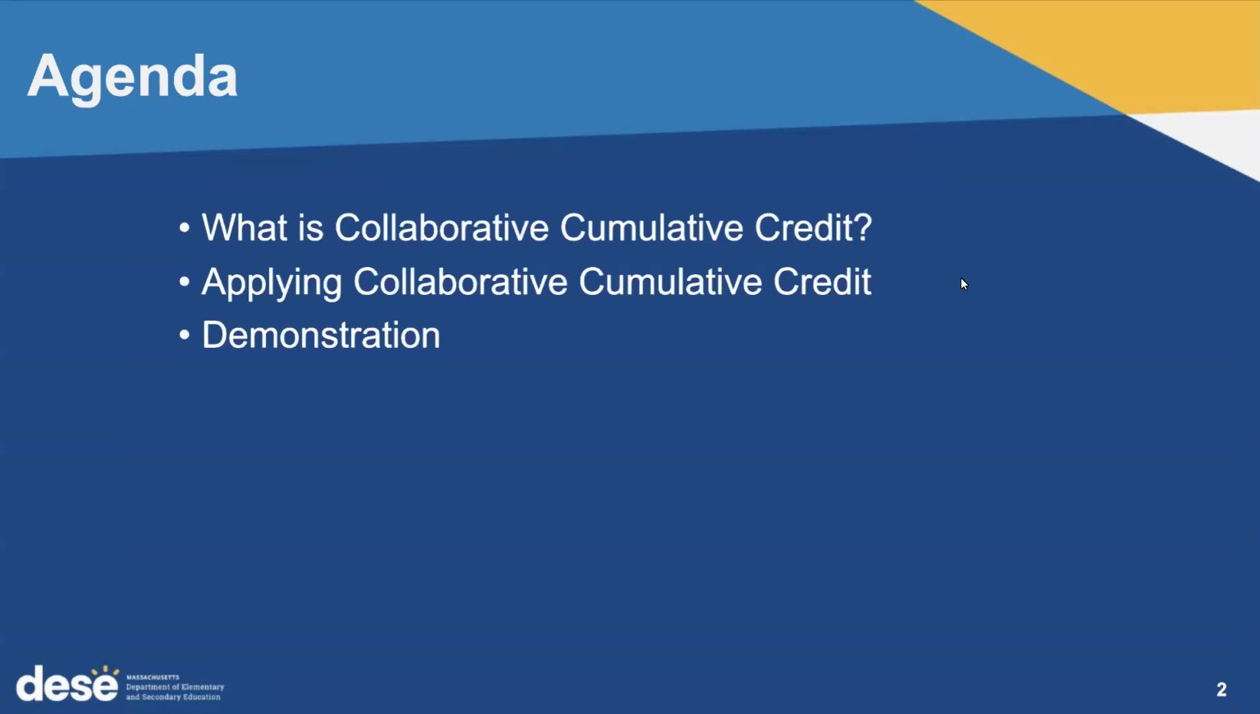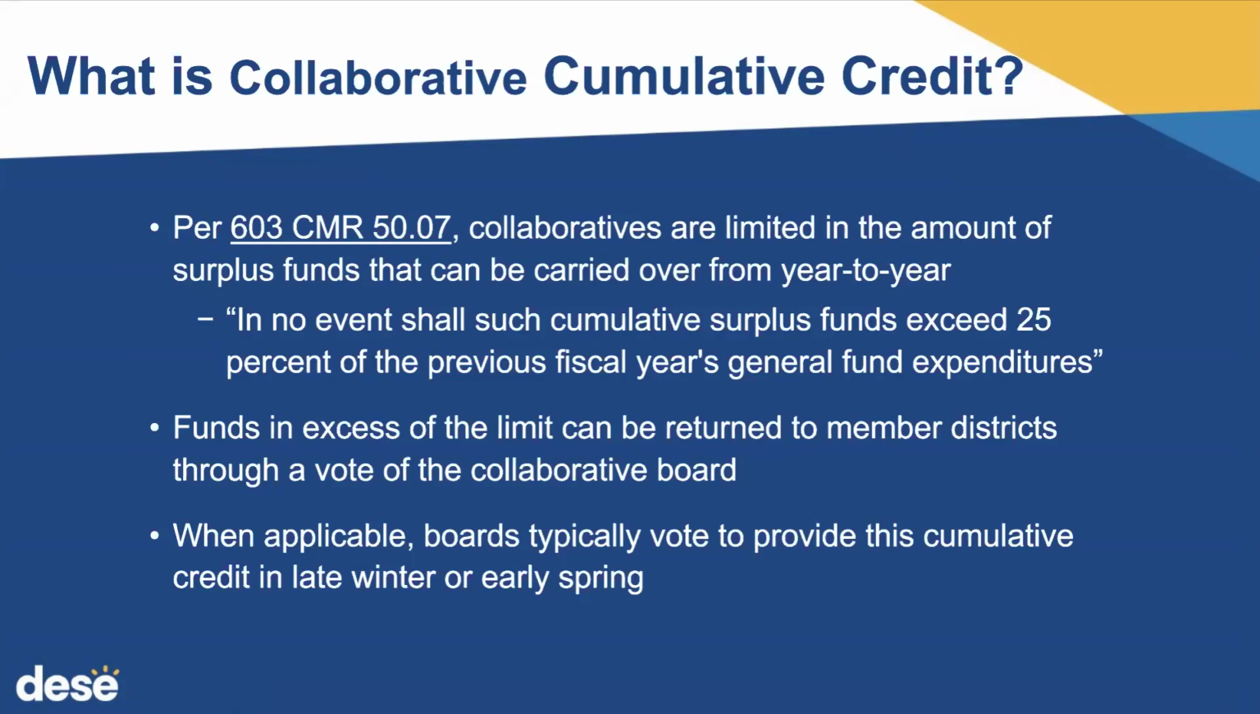So what is a collaborative cumulative credit? If you're a member of a collaborative, collaboratives are required to only carry over a certain amount of surplus funds every fiscal year. Once they exceed this level, which on this slide says is 25% of the previous fiscal year, the board takes a vote and they decide if they will return funds to their member districts. That vote usually happens in late winter, early spring.